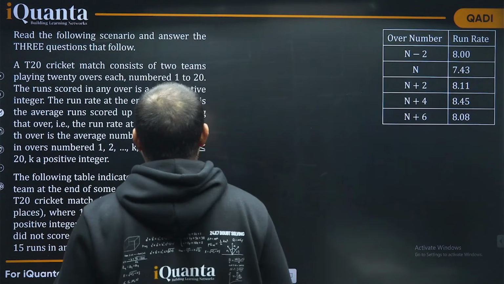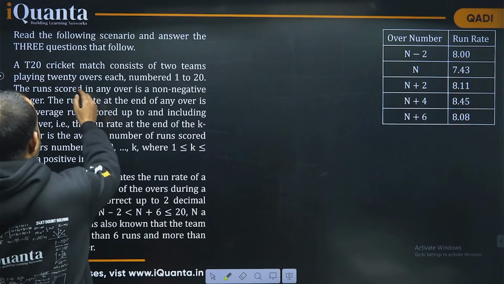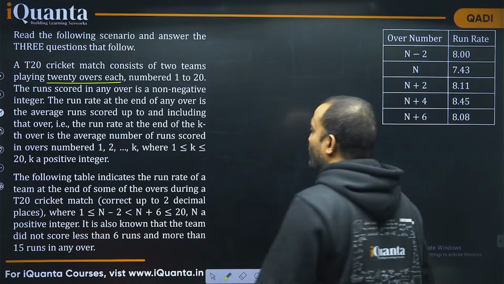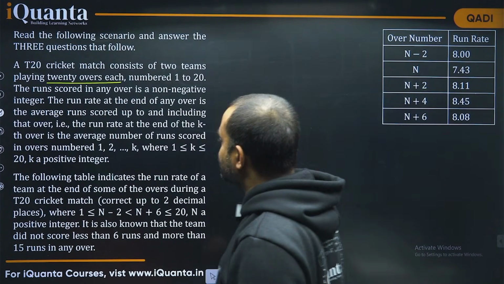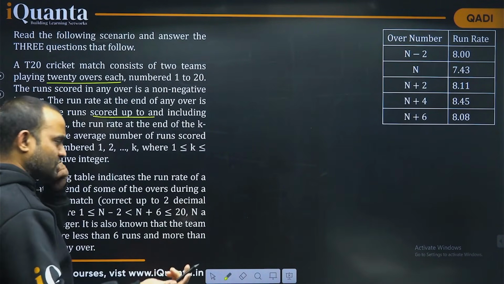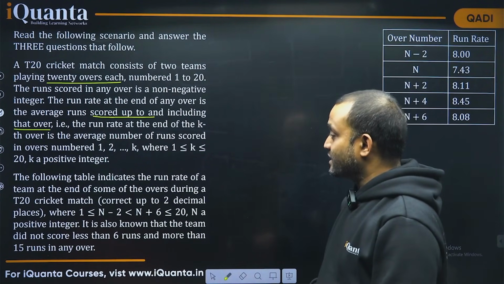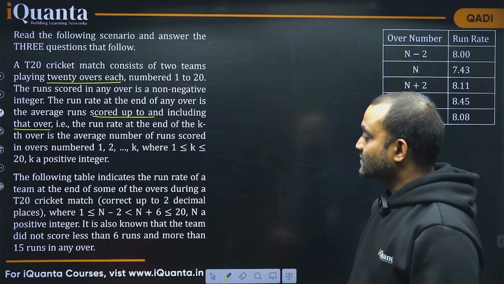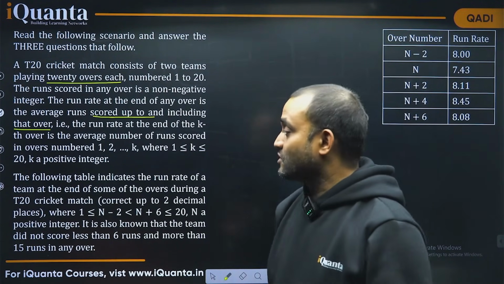Read the following scenario and answer the 3 questions that follow. A T20 cricket match consists of 2 teams playing 20 overs each, numbered 1 to 20. The runs scored in any over is a non-negative integer. The run rate at the end of any over is the average runs scored up to and including that over. Okay, the usual things. The run rate at the end of kth over is the average number of runs scored in the over number 1 to k, where k belongs to 1 to 20 and k is a positive integer. Okay. So number of overs is always a positive integer.